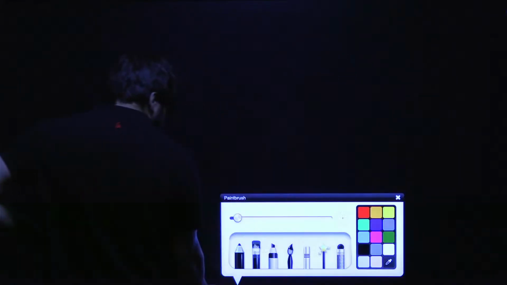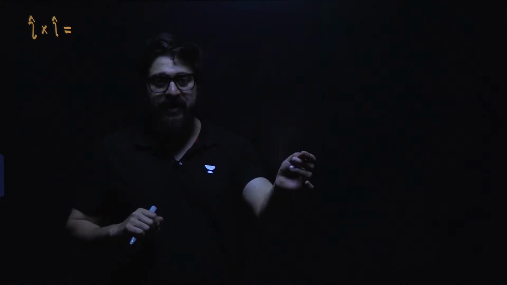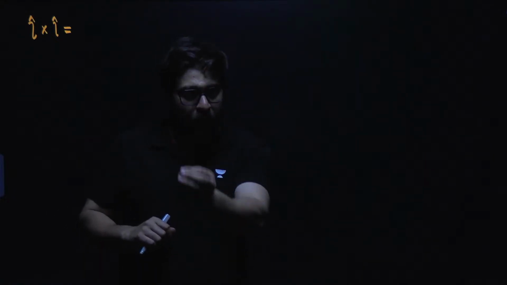If somebody asks what is the value of I unit vector cross I unit vector? What is the value of I cross I? The value of I cross I means A cross B. A cross B is simply mod of A, mod of B, sine of theta.